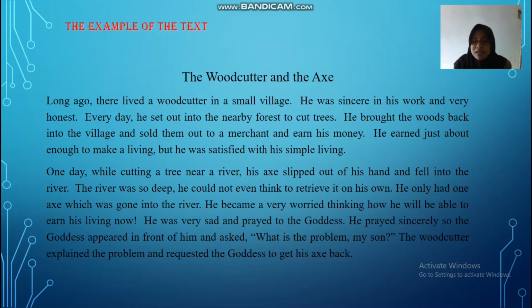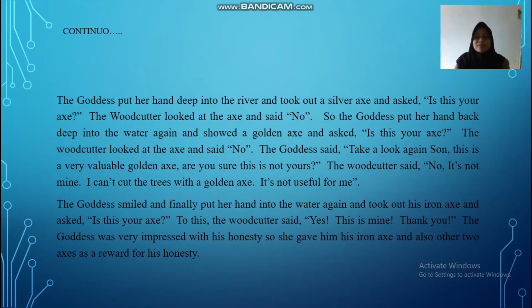He prayed sincerely, so the goddess appeared in front of him and asked, "What is the problem, my son?" The woodcutter explained the problem and requested the goddess to get his eggs back. And then the goddess put her hand deep into the river and took out the silver eggs and asked, "Is it your eggs?" The woodcutter looked at the eggs and said, "No." So the goddess put her hand back deep into the water again and showed the golden eggs and asked, "Is it your eggs?" The woodcutter looked at the eggs and said, "No."